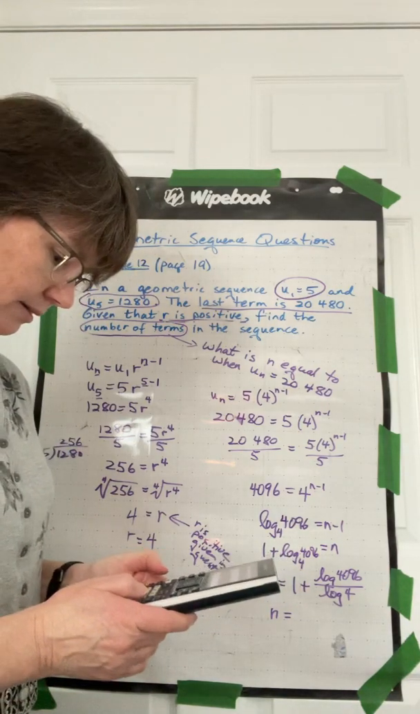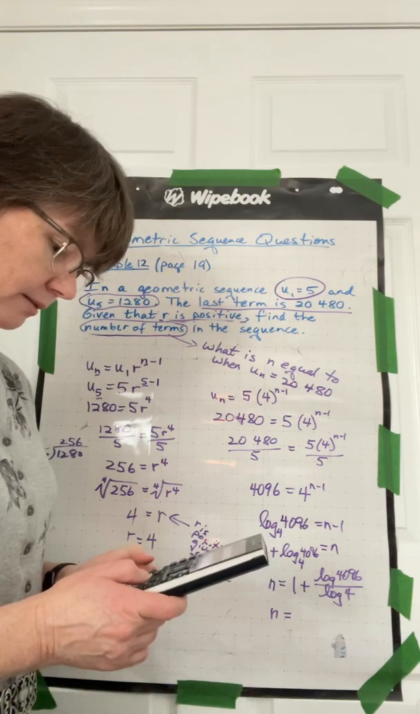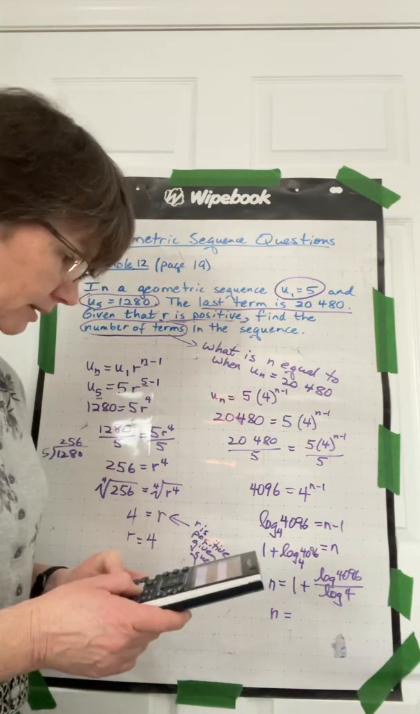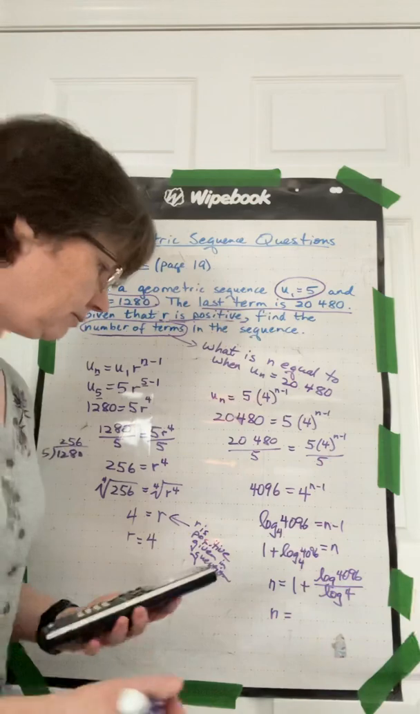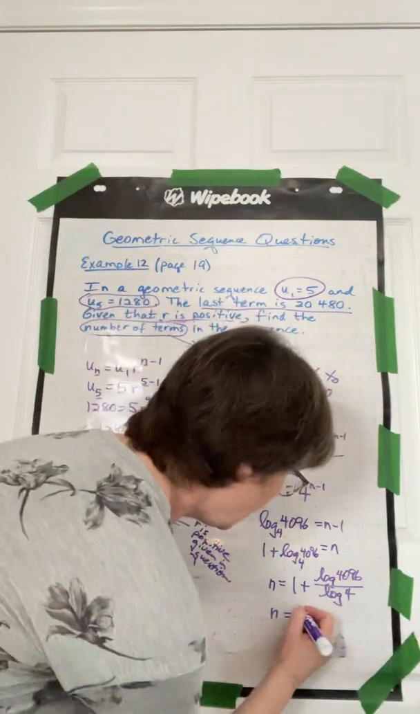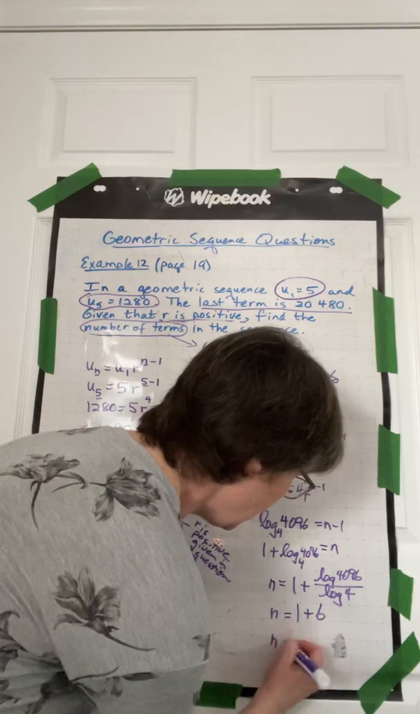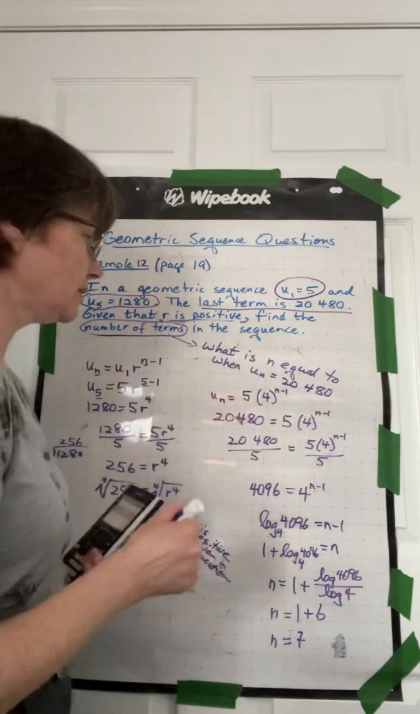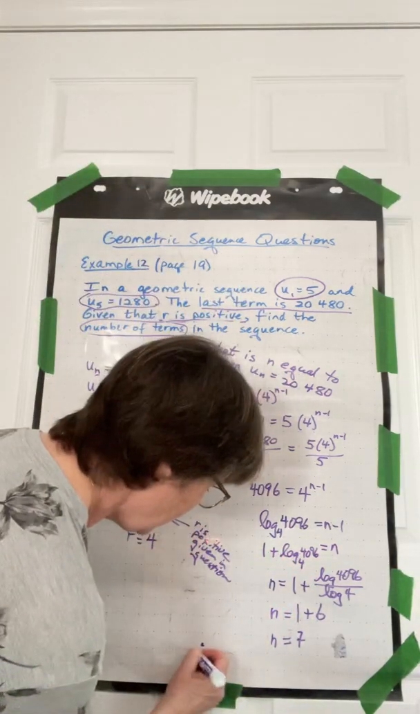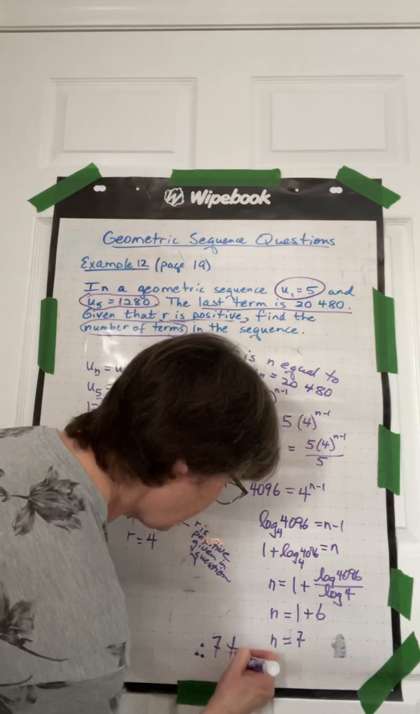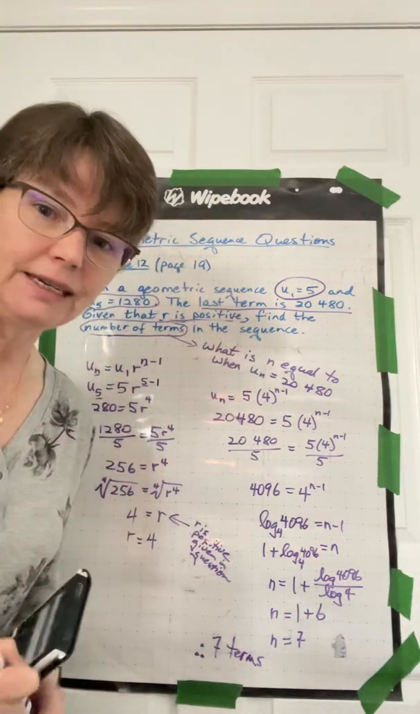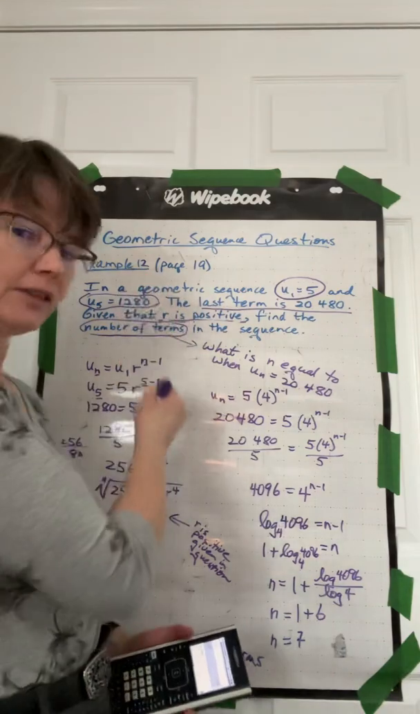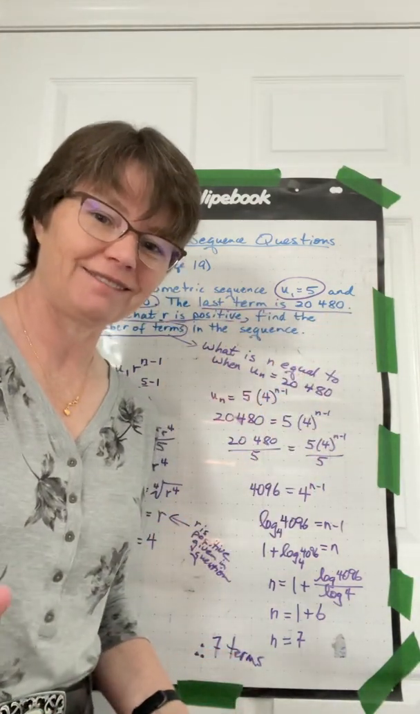Log, 4,096, mine's showing base, so I'll do that. Base 4 of 4096 equals 6. Oh, nice neat number. So 1 plus 6, so n is equal to 7. So the question was, find the number of terms in the sequence. Therefore, there are 7 terms in the sequence. Now remember, n needs to always work out to be a positive integer because n represents the placement, the position in the sequence. There we go.